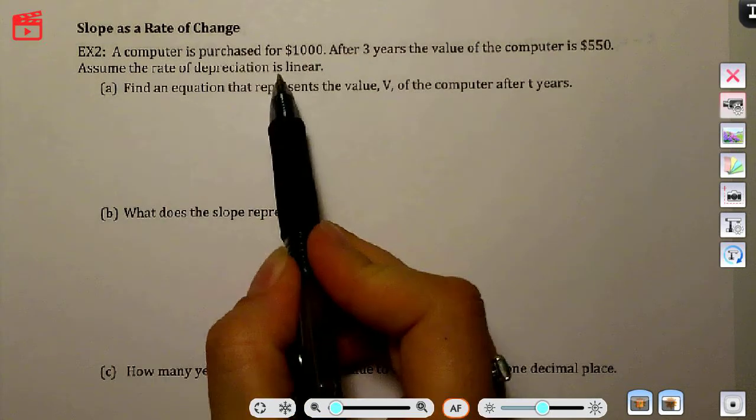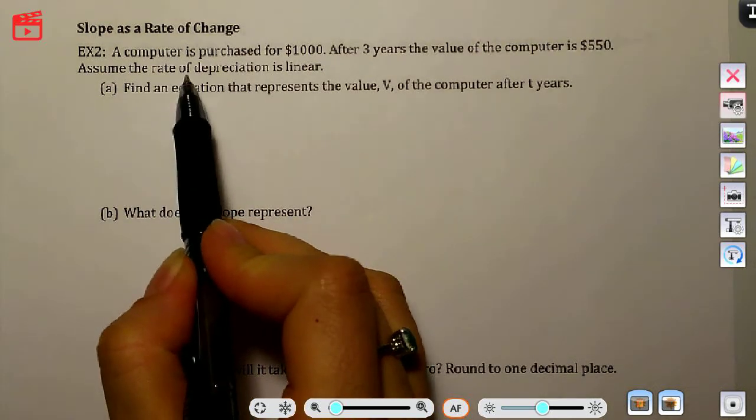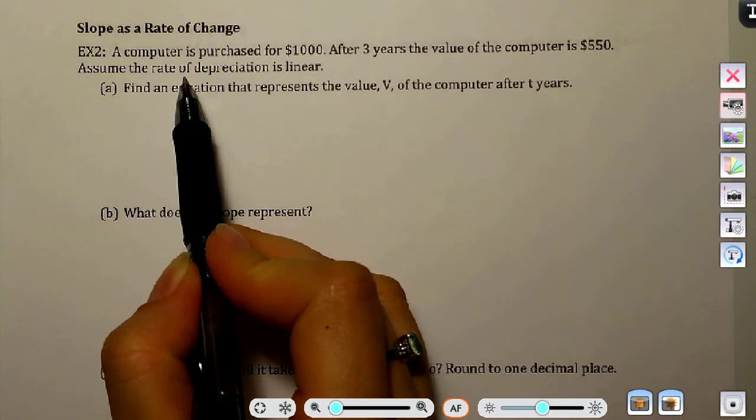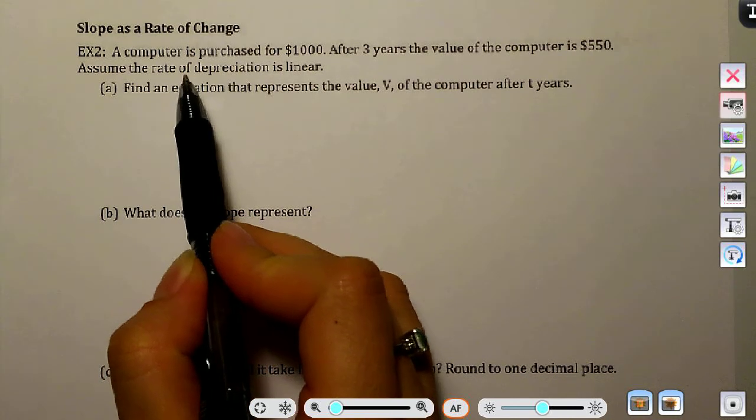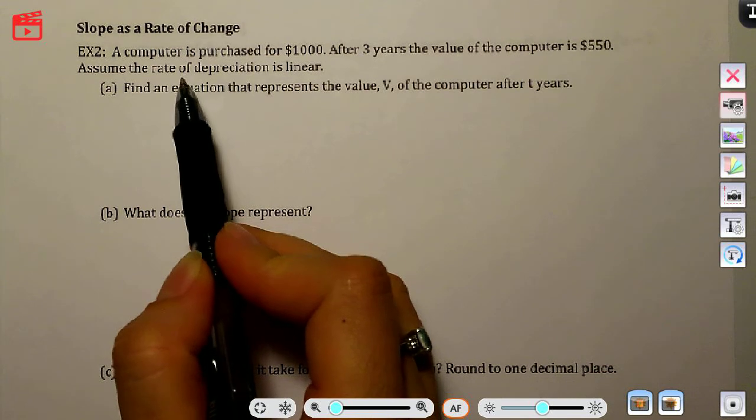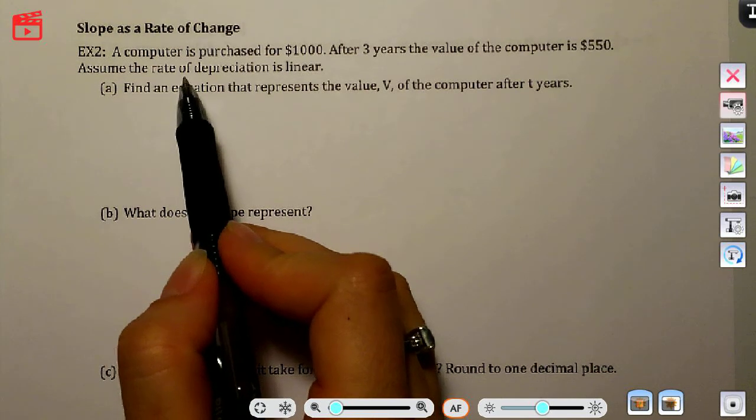What does this mean? Well, this means when I write a formula for this, I'm going to assume it's linear, not quadratic or logarithmic or anything. It's the type of equation. So that means we're going to be using x to the 1 power and y to the 1 power.